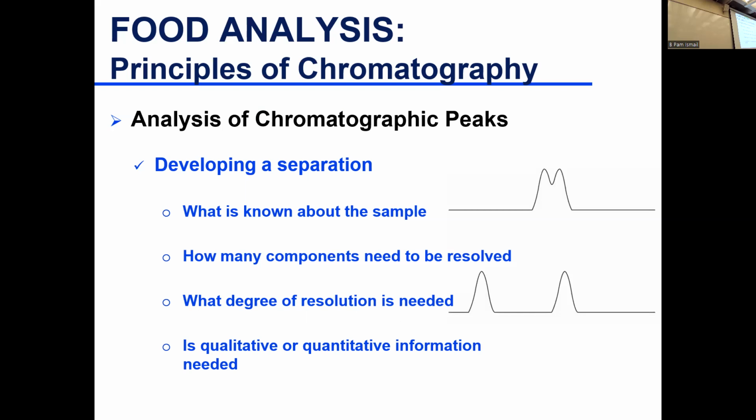What's the resolution for the separation that I want to see? And is it qualitative or quantitative? Is it qualitative where I want to see present or not? Or what's the identity of these polyphenols, let's say? Or I want to identify and quantify. So all of these are factors that I need to think about when I want to develop my method of separation using chromatography.